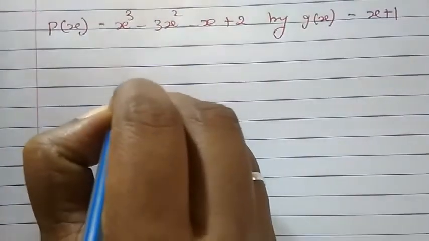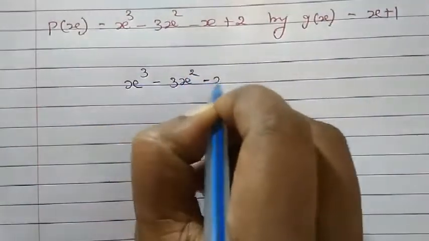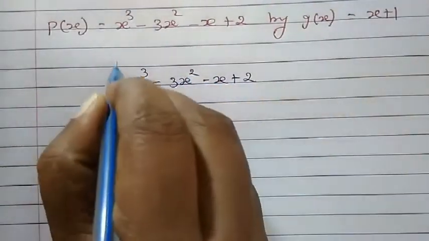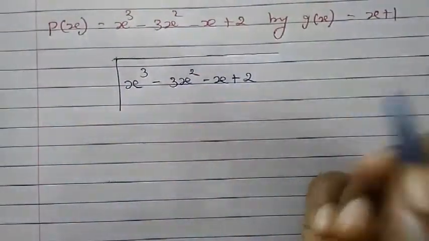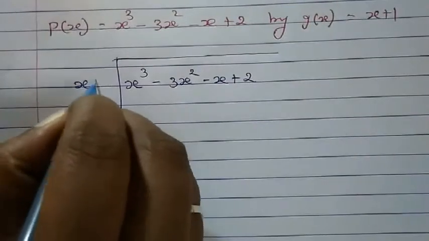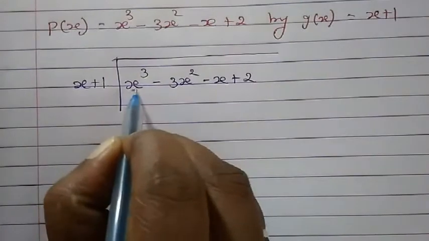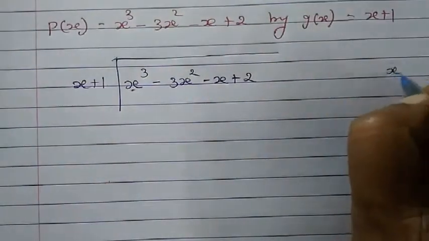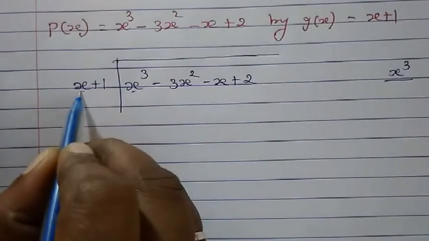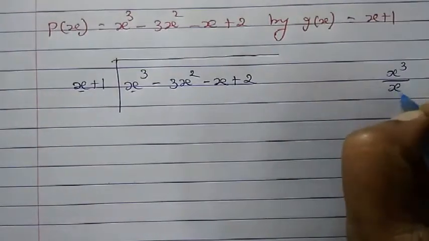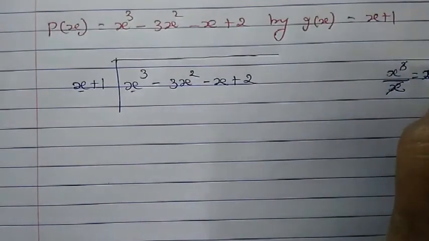That is 3x cube minus 3x square minus x plus 2. So that has to be divided by x plus 1. So here also you have to do the same way. Take the first term first. That is x cube. Then divide by x, with x, the first term. Okay. With x. So what will we get? We will get x square.